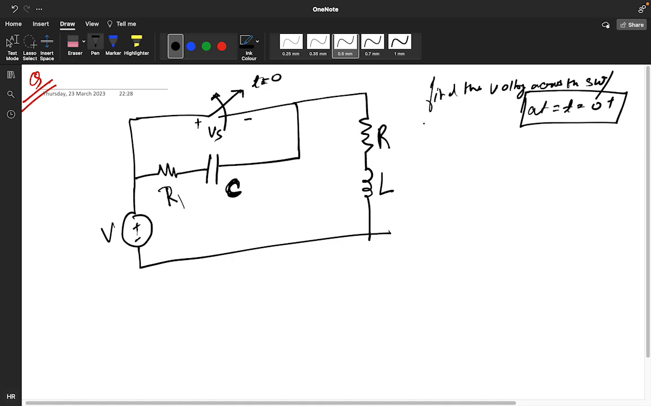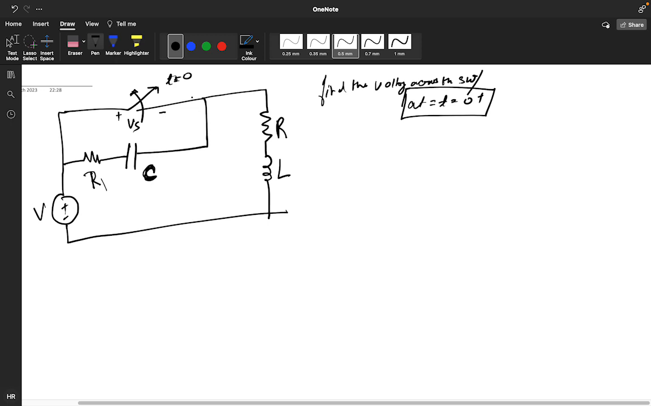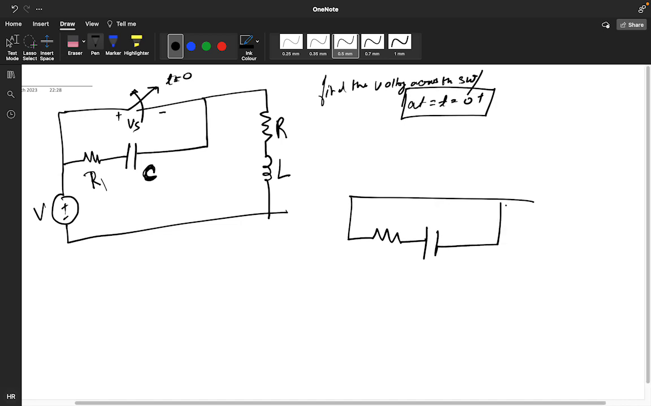So how will you solve this circuit? Before t equals 0, they are opening the switch. So before this, how was my circuit? It was closed like this.